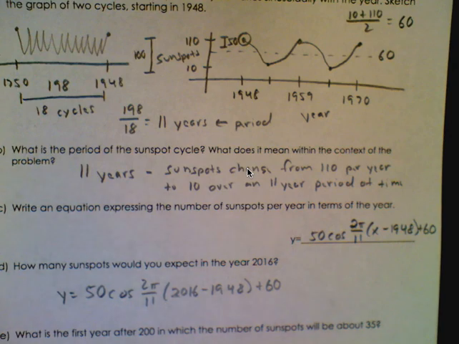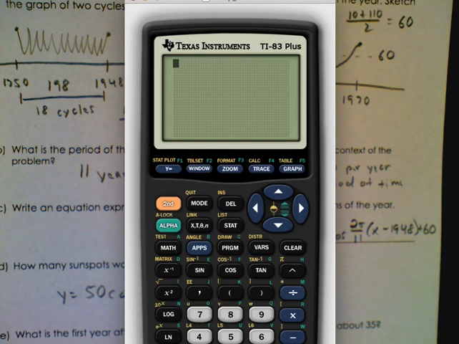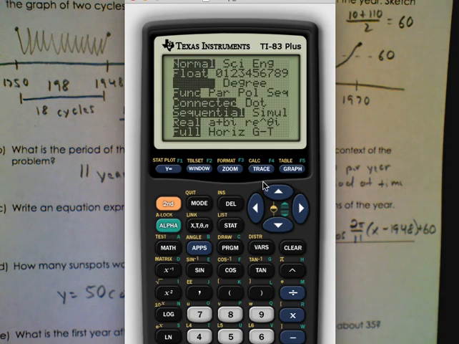So I'm going to bring up my calculator, and I'm going to go ahead and type in the equation. But first, check your mode. Check your mode. And make sure you're in radians mode, because if you're not in radians, this will not work.